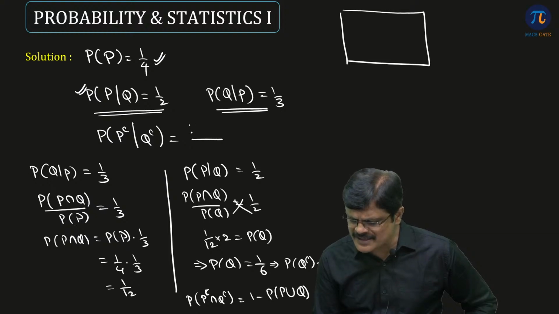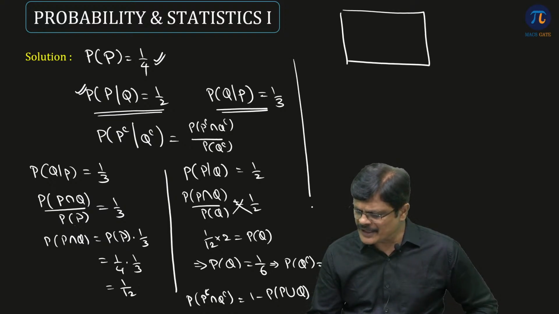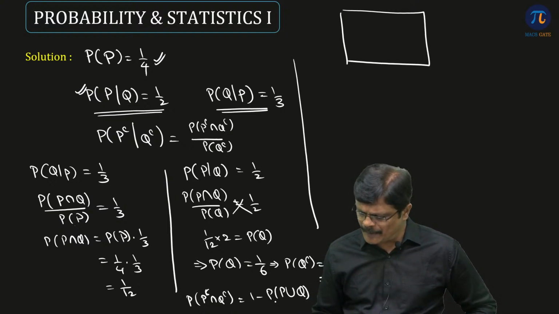So what is the formula, sir? Probability of P complement intersection Q complement by probability of Q complement. With this you can get the required answer, my dear friends. For that you need to apply this formula.